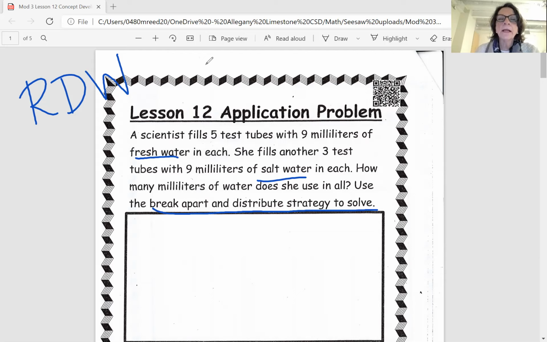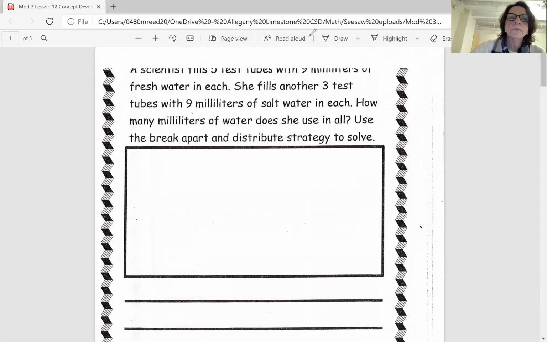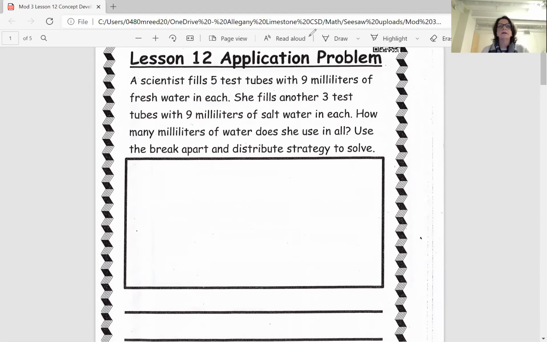So let's go back and underline our knowns. Actually, I'm going to clear my drawings and slide this up just a little bit. Okay, there. So we have room to write our target sentence.